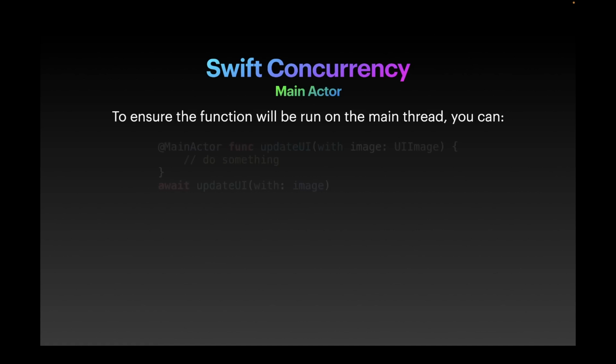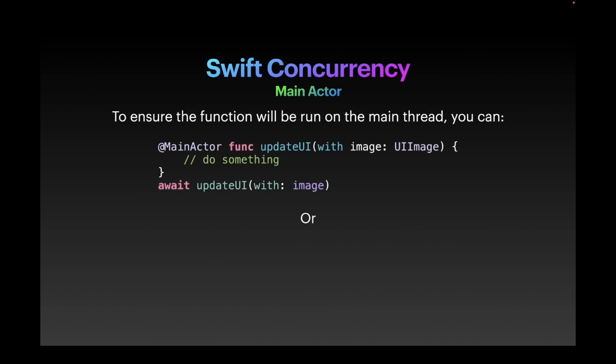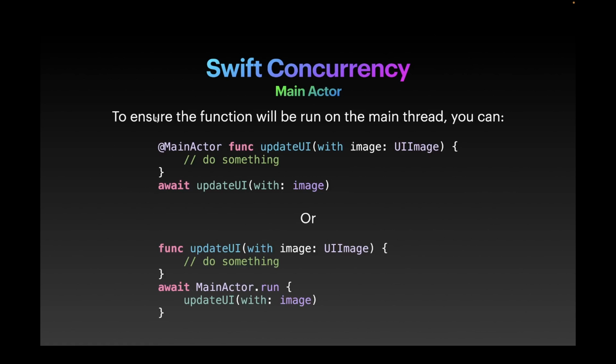You can do it in several ways. The first thing you can do is mark the function with @MainActor. In this case, when you call that function, you can see await. So this @MainActor internally transforms this normal function into an async await function. The other approach you can choose is to call this in await MainActor.run. You already saw both cases before when we were talking about the web URL.